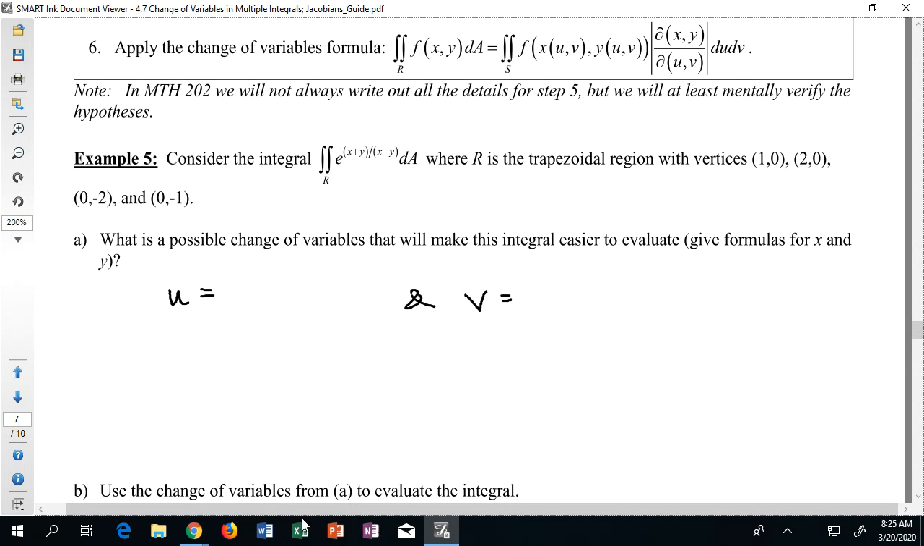And so I'm going to propose the following. Maybe u could just be equal to that top portion of the fraction. And therefore, I could let v be equal to the bottom portion of the fraction. If I did this, I would now have an integral with a function in it of e to the power u over v. And I could ask the question, is that easy to integrate with respect to either of those variables?